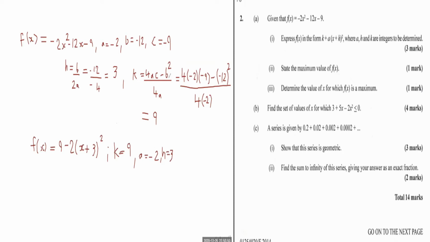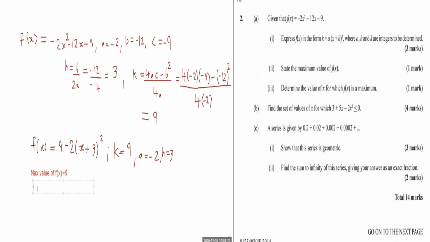It says state the maximum value of f of x. The maximum value of f of x is always going to be K. So the max value of f of x is equal to 9. The maximum value of f of x is equal to K, and it's equal to 9. That's the maximum value of f of x.